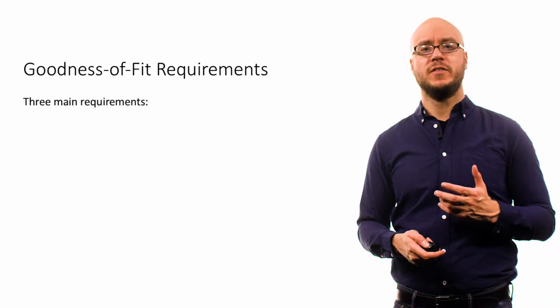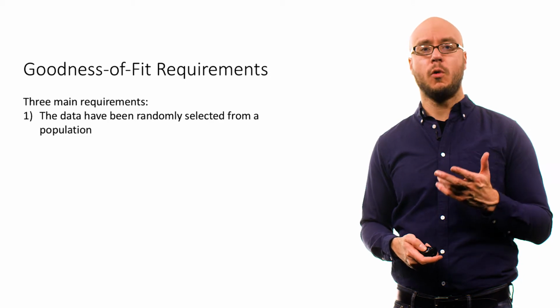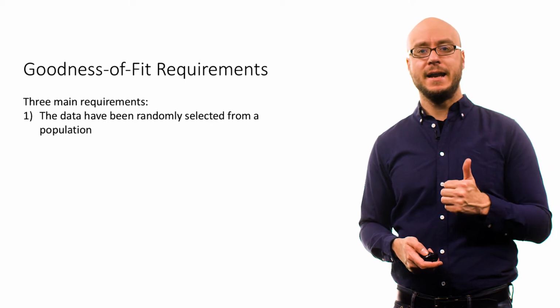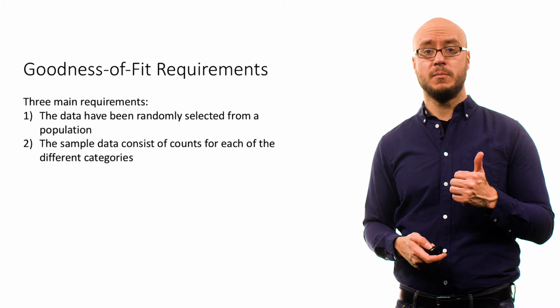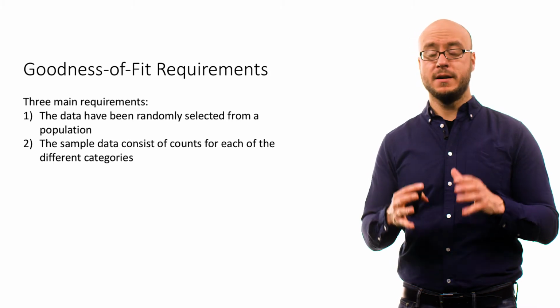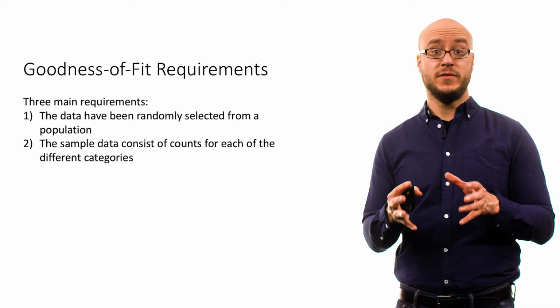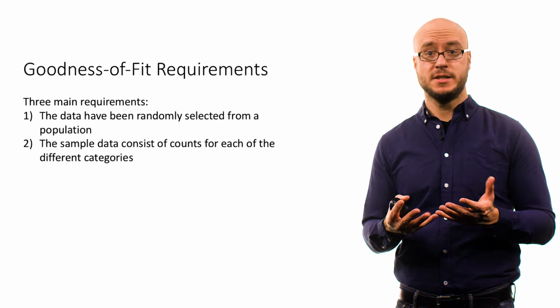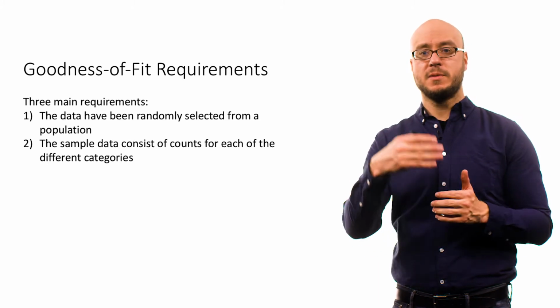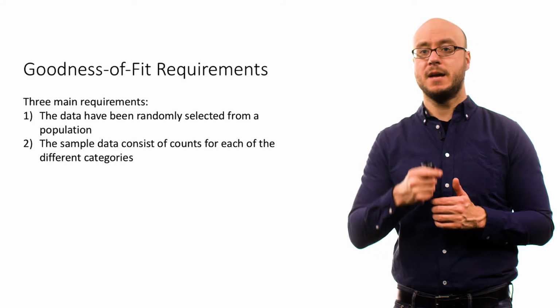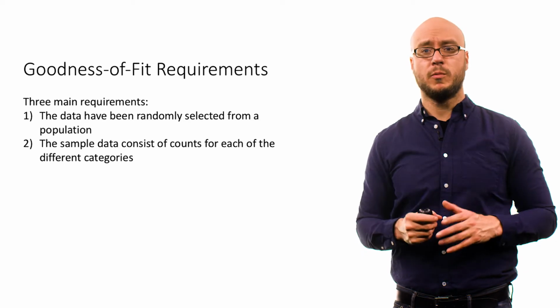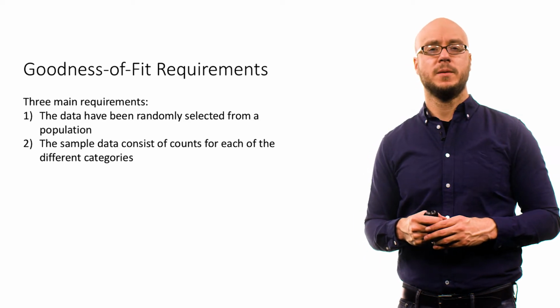So what are the goodness of fit requirements? Well, there are three main requirements. First of all, the data should be randomly selected from a population. Keep in mind, the chi-squared one-way goodness of fit test is an inferential test. It's about trying to make an inference about a population based on a random sample from that population. So we really have to work with random samples from a population.